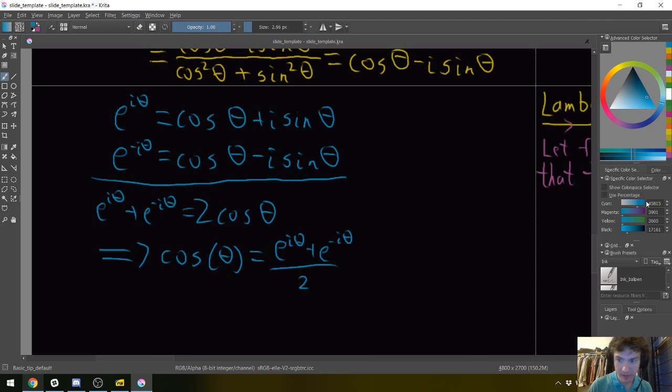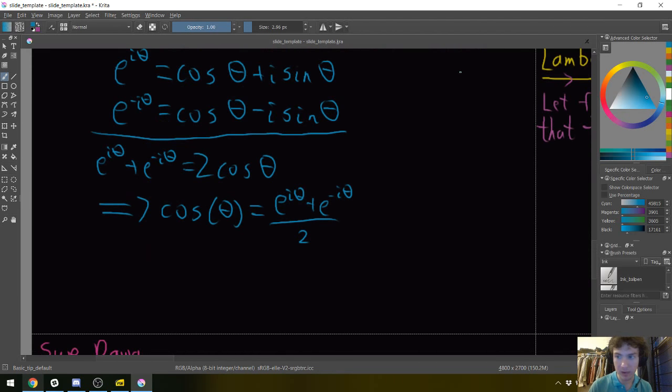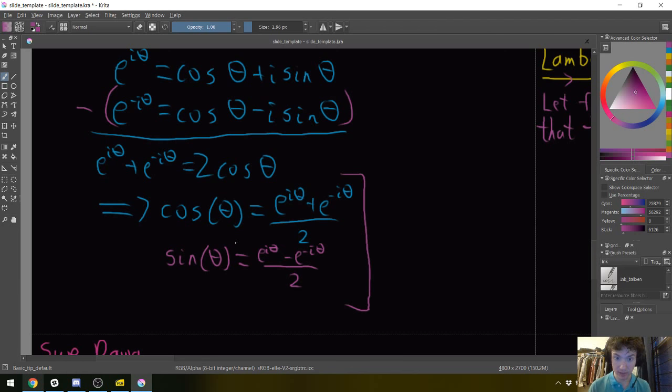And I'll spare you the torture of the algebra, but you can probably see that if we subtracted the first one from the second, now it looks slightly different because now the cosines cancel and we get 2i sine theta, and then you can divide by 2i. So you get a different formula. Sine theta equals e to the i theta minus e to the minus i theta over 2i. So you agree we could do this and solve for sine and cosine. Are you happy with that system of equations?